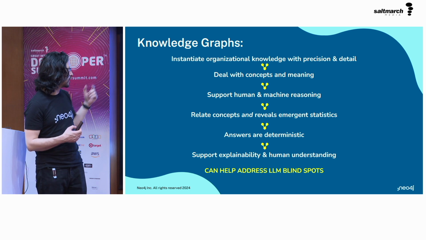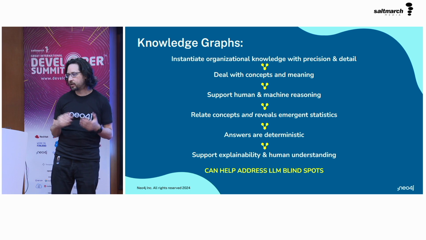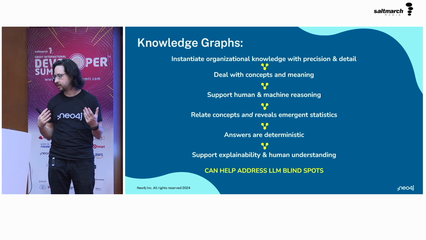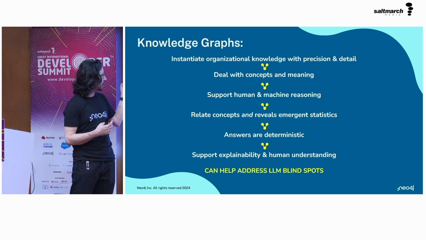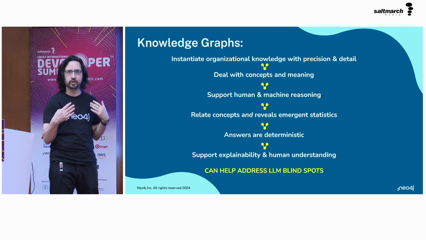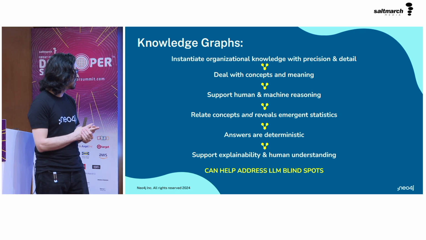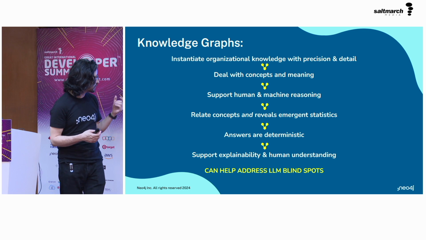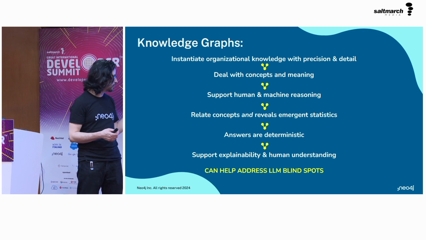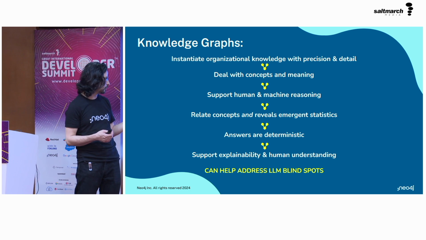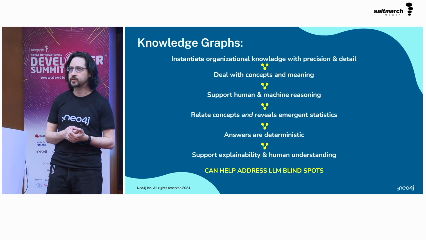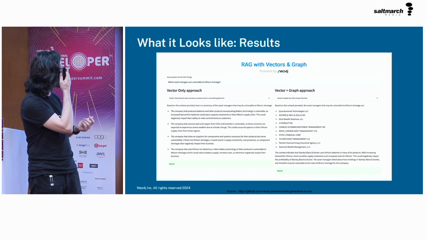The answer is you combine them with knowledge graphs. Now, with knowledge graphs, you're adding organizational knowledge and precise information. You're dealing with concepts and meanings. This now gives you human and machine understanding in your model. It can relate concepts and give you statistics about it. The answers are deterministic, just like vector databases, and then you also get explainability in the human sense. So this is helping us address a bunch of blind spots in LLMs with human understanding and reasoning.